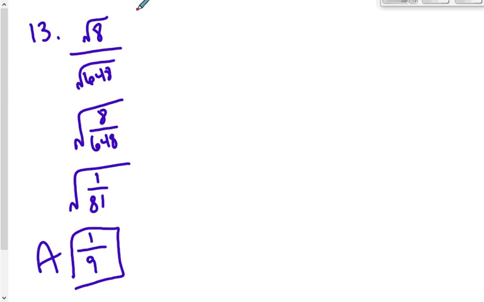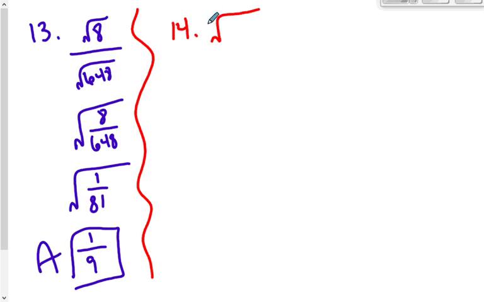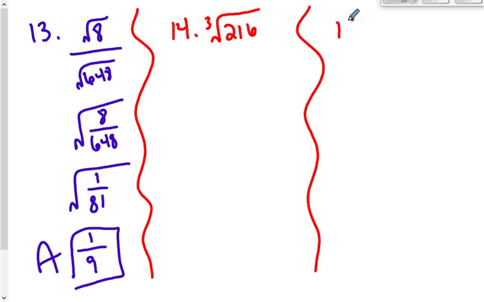All right, then let's look at 14. The cube root of 216. It says do this using a calculator. So actually, I'm going to go ahead and write down 14 and 15 because they're both using a calculator. 61 to the negative 7 over 8. We can just plug them both in at the same time.